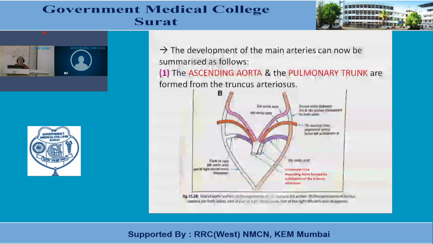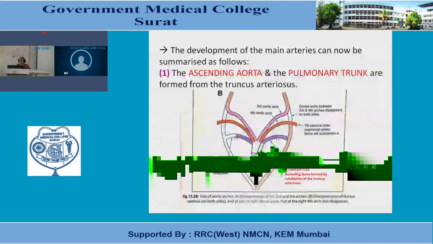Now in detail, moving towards that, the development of the main arteries can now be summarized as follows. Number 1 is about the ascending aorta and the pulmonary trunk. Both of these two you can see in the given diagram, right lower zone, indicating the pulmonary trunk on the dorsal side and the ascending aorta on the ventral side. We discussed both of these two. The blood passes to these arteries right ventrally to the 3rd and 4th, while dorsally the pulmonary trunk passes to the 6th arch artery where the lung buds are directed. So the ascending aorta and the pulmonary trunk are formed by the truncus arteriosus that we discussed in the previous diagram.